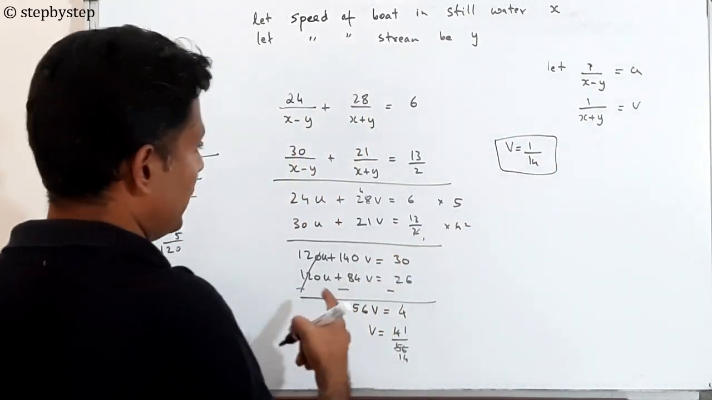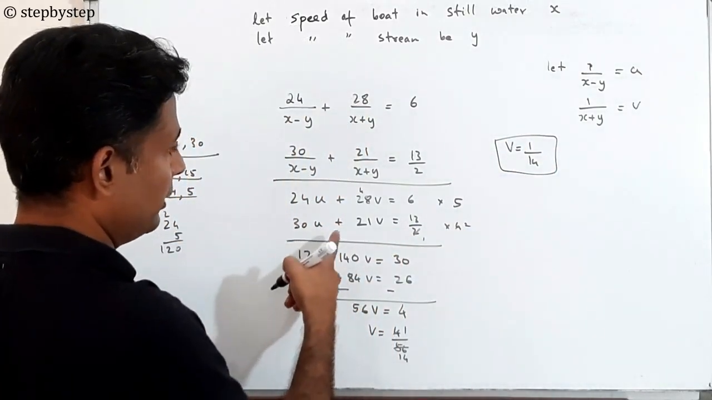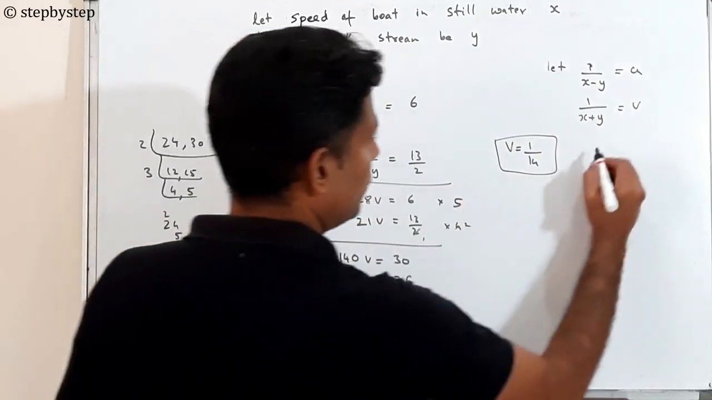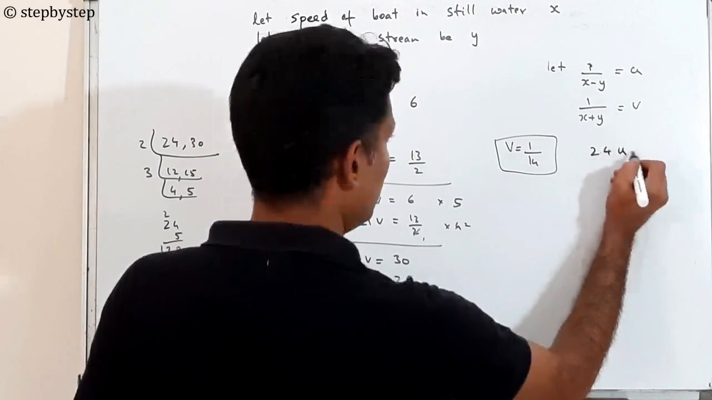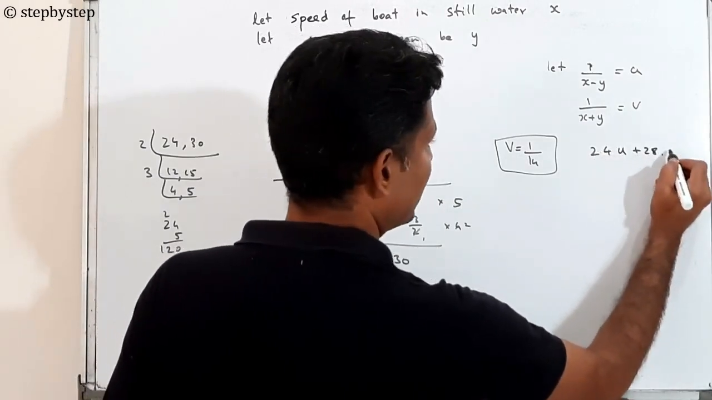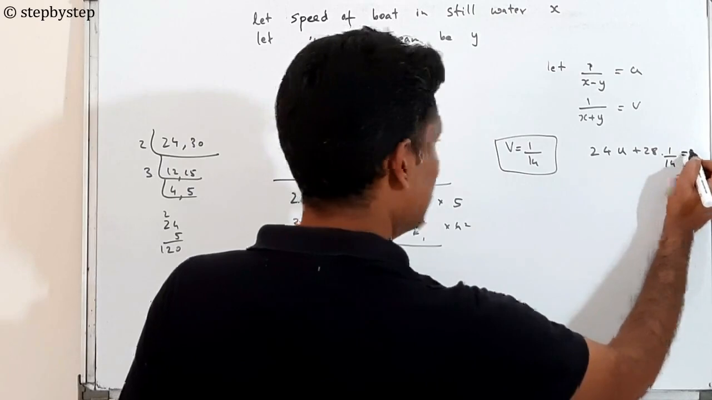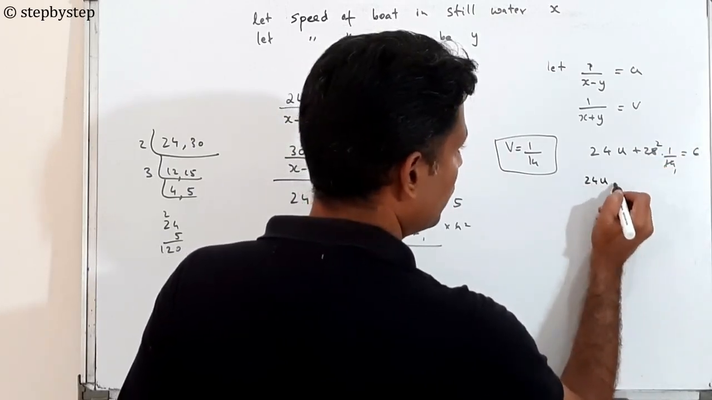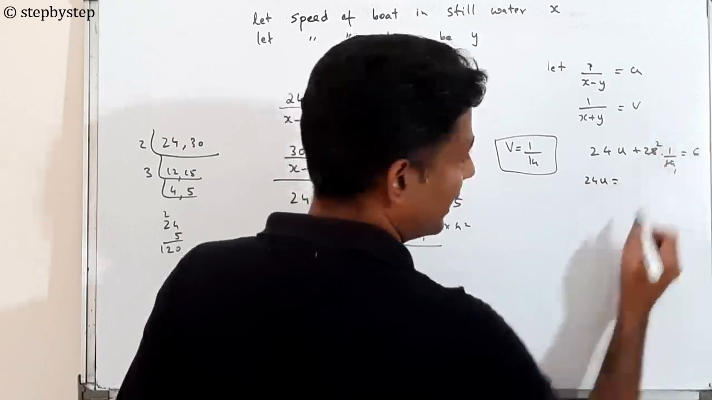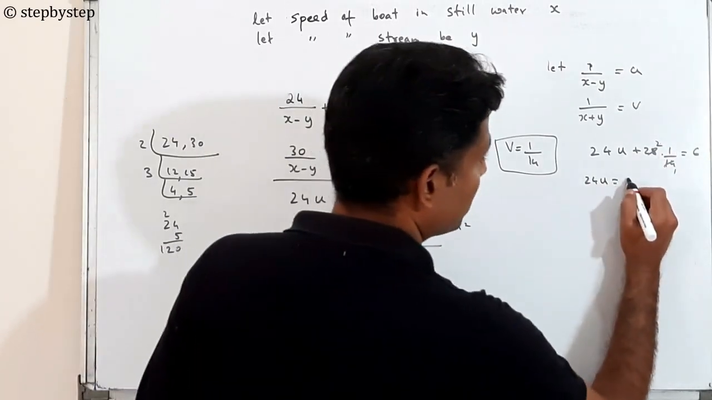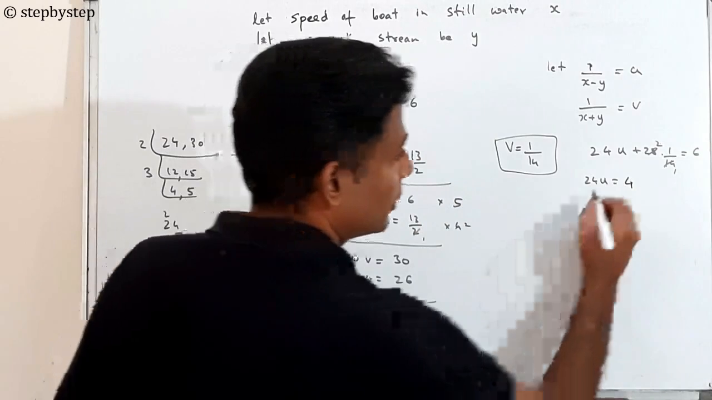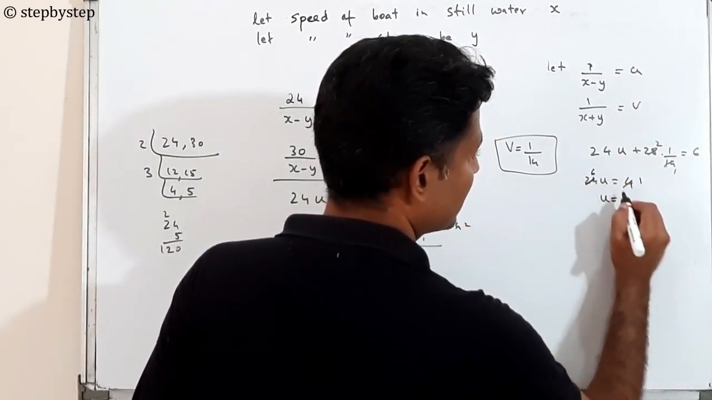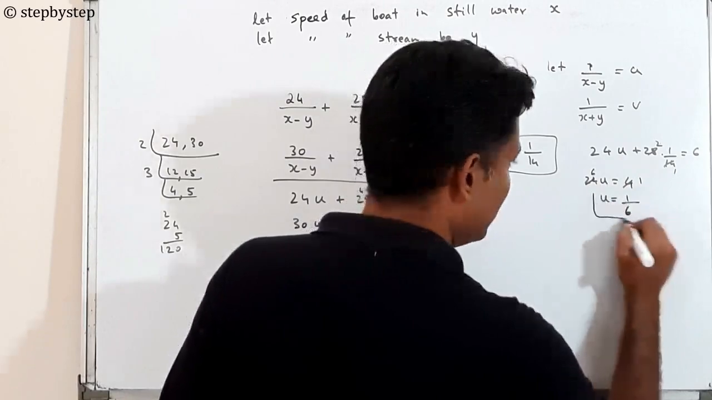Then substituting in one of these equations, I will substitute in this equation. So we have 24u plus 28v, with v equal to 1 by 14, equal to 6. 14 twos are 28, so we get 24u plus 2 equal to 6. When I take that to the other side, it becomes minus 2. So 6 minus 2 is 4. So u equal to 4 by 24, so we get u equal to 1 by 6.